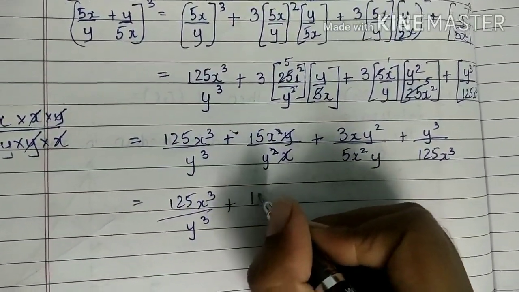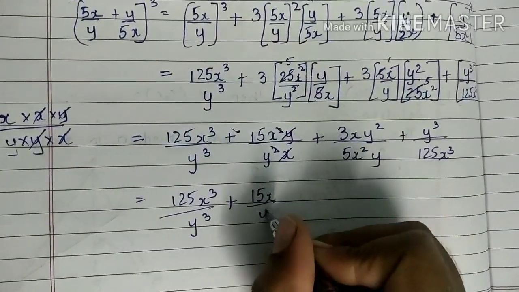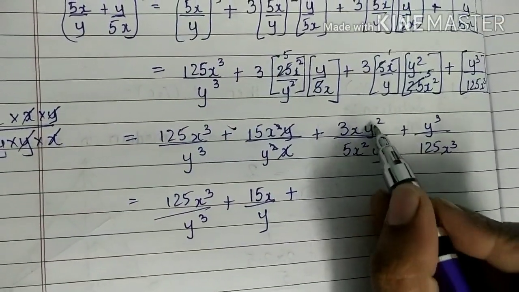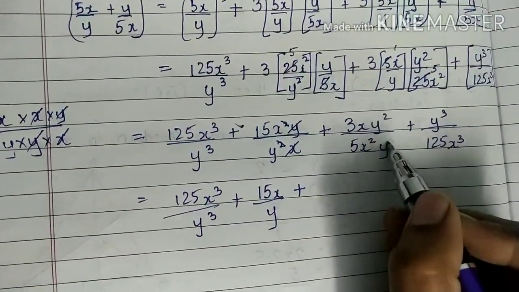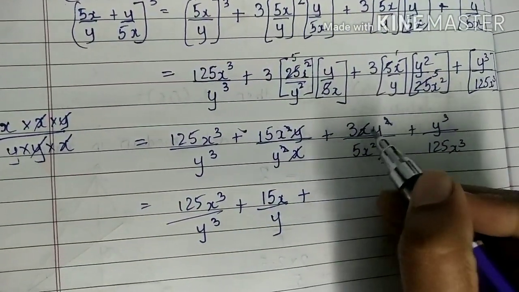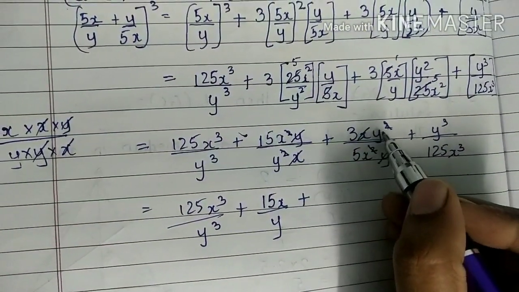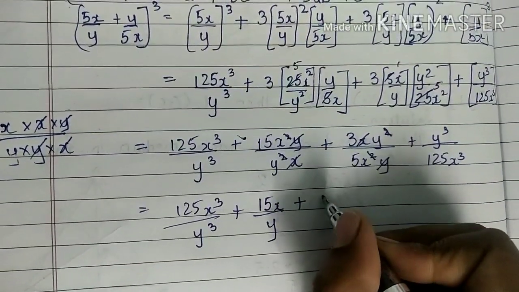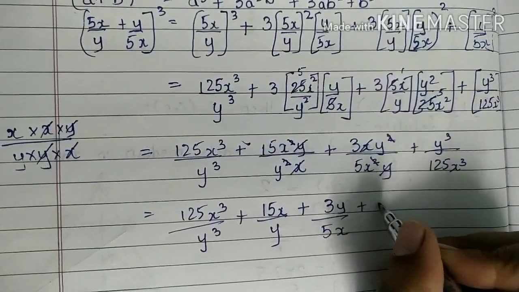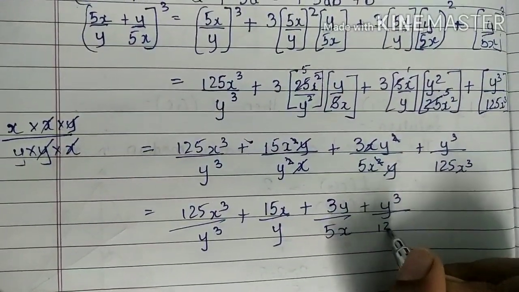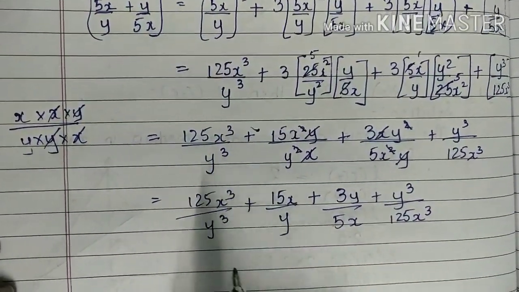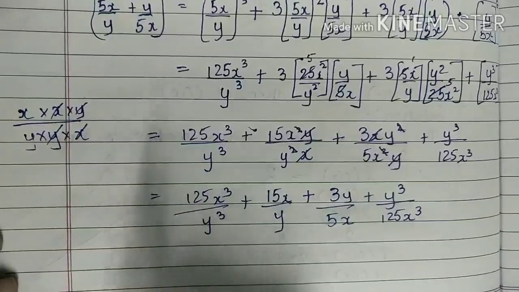So I will get here 15x upon y plus, again here the same thing. What is happening? You have 2 y's here, here 1 y will get cut, and here 1x and here 2x, here 1x and here 1x will get cut. So 1y and 1x will be remaining. So you will get here 3y upon 5x plus y cube upon 125x cube. So in this way you have to solve the remaining sums.